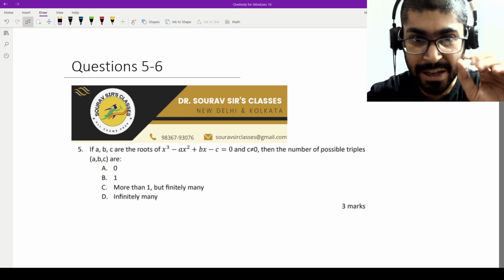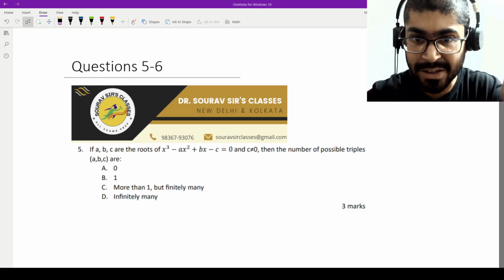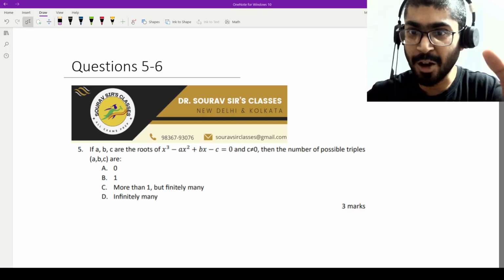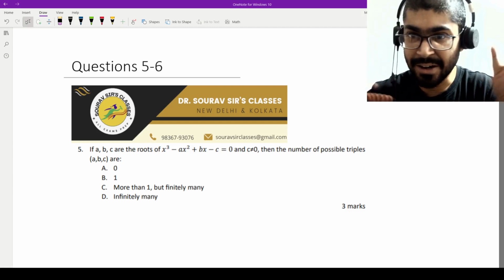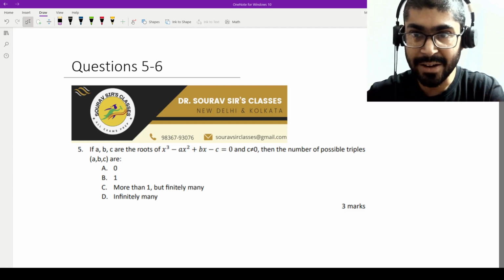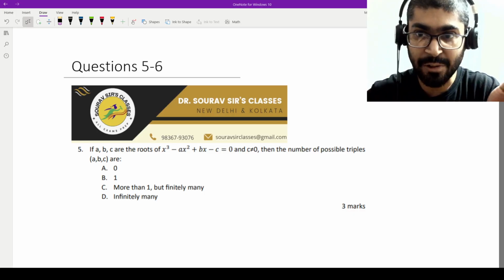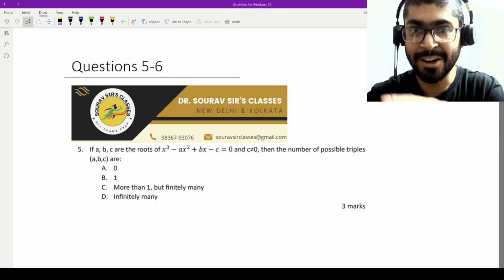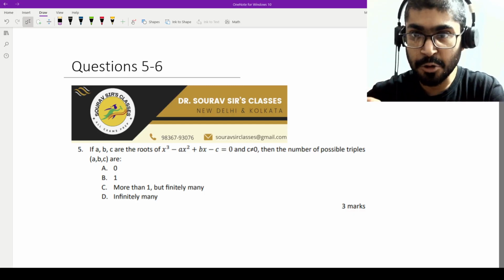What is given here? A, B, C are the roots of a cubic equation, then the number of possible triples. So we cannot solve this equation without A, B and C, right? And if we cannot solve it, then we cannot get A, B and C and we cannot get back the equation. So this seems like a chicken and egg problem. Don't worry, it will not be like that. We will look into the sum and product of roots to figure out.